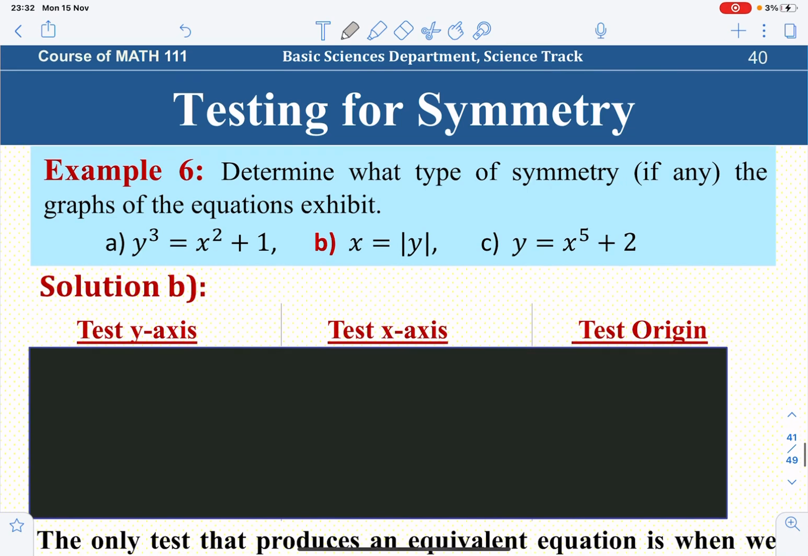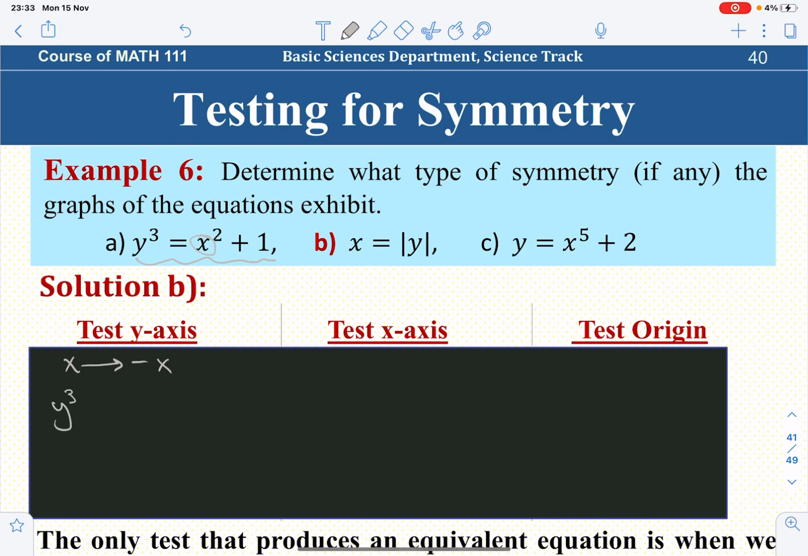Okay, testing for symmetry. Example 6: determine what type of symmetry, if any, the graph of the equations exhibit. The first equation is y to the power 3 equals x squared plus 1. Now to test the symmetry with respect to the y-axis, we're going to replace x with negative x. So in this equation, just take x and put negative x.